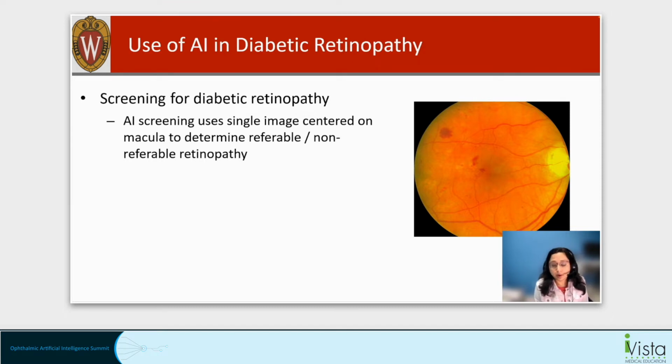We're all very well aware that AI for screening diabetic retinopathy uses single field images. So these are images that are centered on the macula. It's just a single image, could be a wider field, 40, 55 degrees, but they're all just single images. And they're mostly used to determine referable versus non-referable diabetic retinopathy.